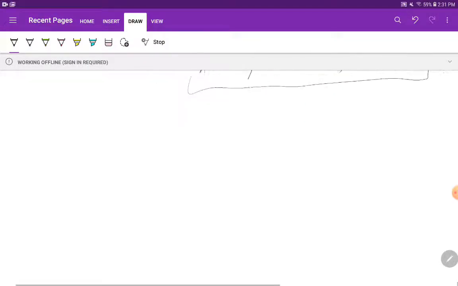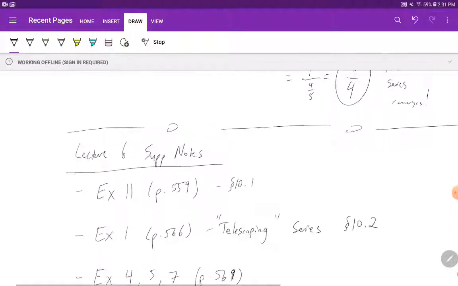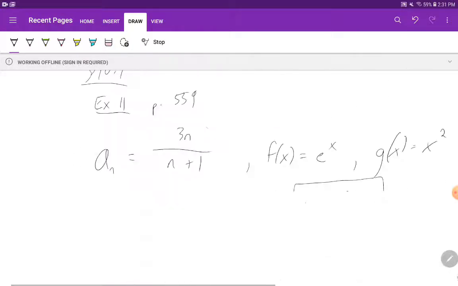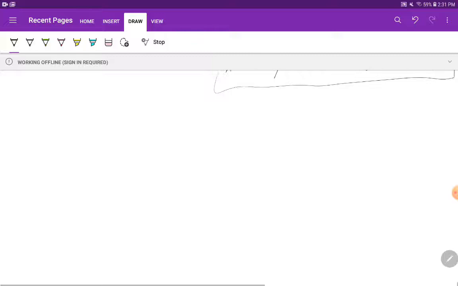All right, so there's that one. What else were we doing here? We're doing the telescoping one, all right. So we're jumping to 10.2. And we're doing, I think it's the first example in the book.